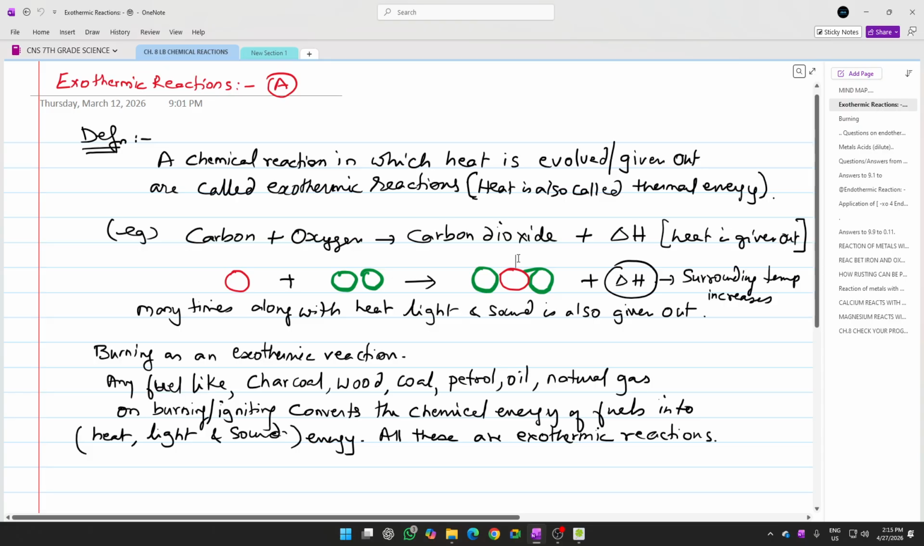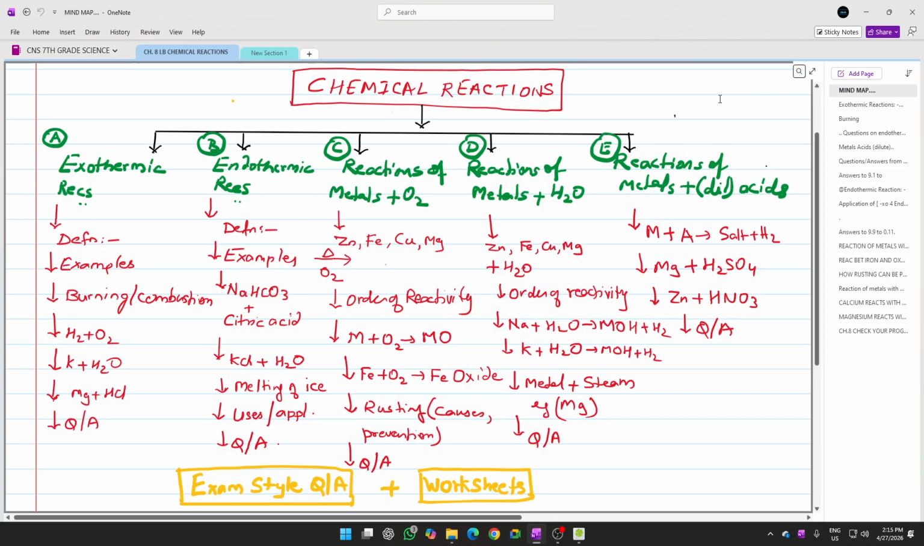Okay, so that's all for today. And in the next chapter, I'll start with this section A. Okay, that is exothermic reaction. So today I discussed only the mind map. Okay, you can see this, only the mind map part of this particular chapter.